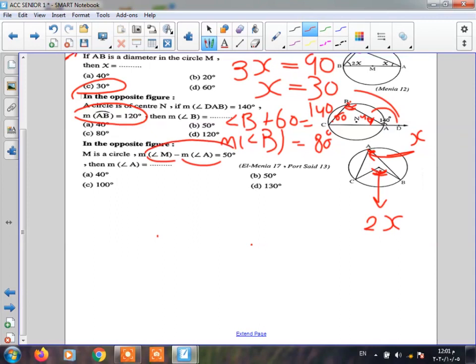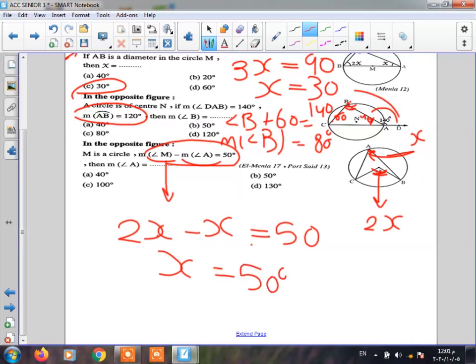And now I can solve the equation using one variable or one unknown. I know that 2x minus x equals 50. So simply 2x minus x equals x equals 50 degrees. So I already get the measure of angle A, which is x equals 50 degrees.